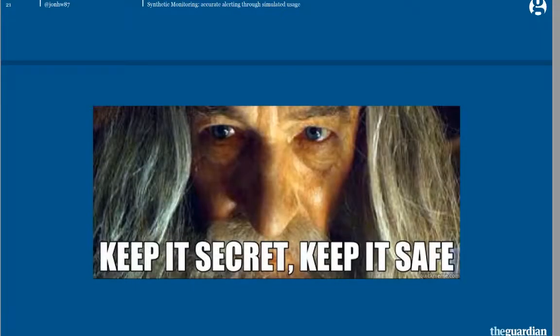Keep it secret, keep it safe. We love our Lord of the Rings references. The whole thing about it became keep the test data hidden. You don't want to leave any evidence of testing. So what we did, we ended up just having a few tags that we could put on a piece of content. And if it had that tag, you couldn't access it anywhere outside the Guardian. You could see it if you're at HQ, but you couldn't see it anywhere else.